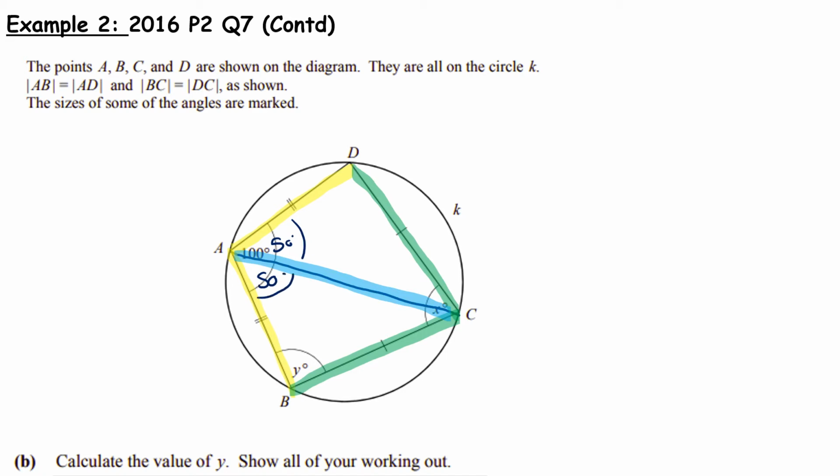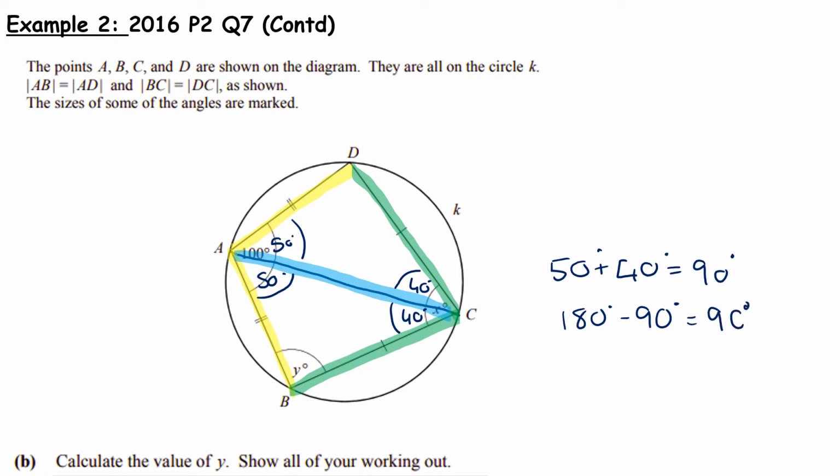If we remember, X was 80, so this must be 40 and 40, and then we could work out Y as 40 plus 50 is 90. So 40 and 50 is 90 degrees, and then 180 degrees minus 90 degrees is our 90 degrees, and that gives us our Y. So that's an absolutely valid approach as well.